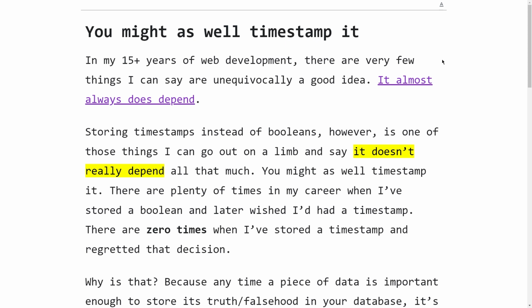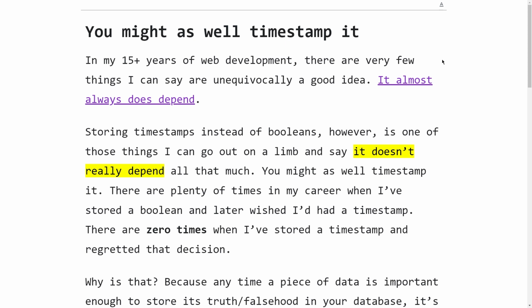"You might as well timestamp it," which took my attention, and it's about web development, but not only web development. So let's read it together.